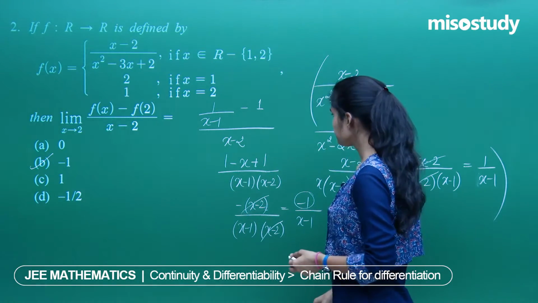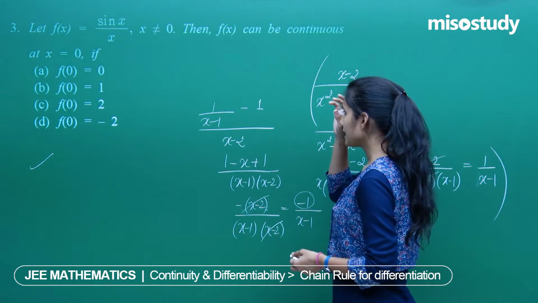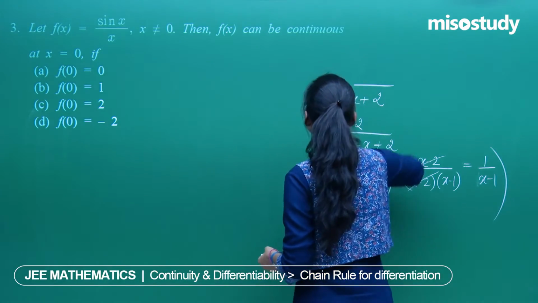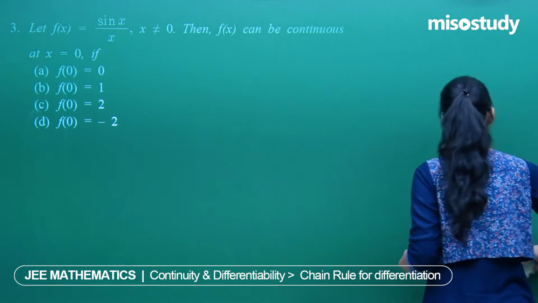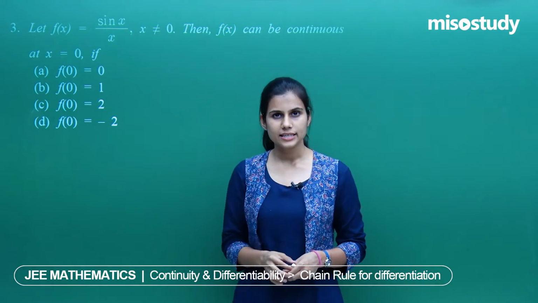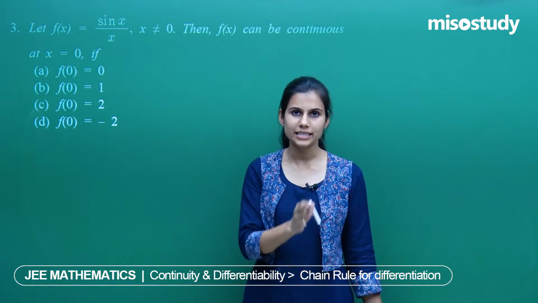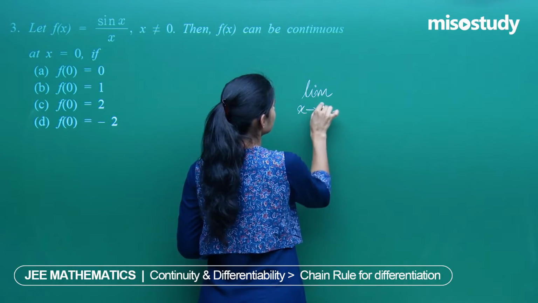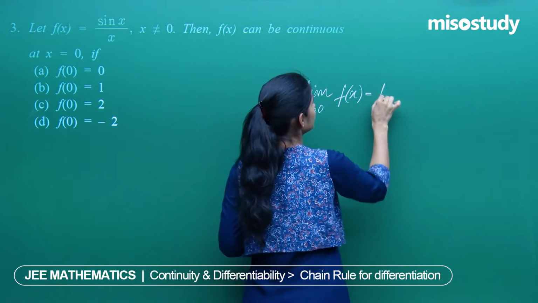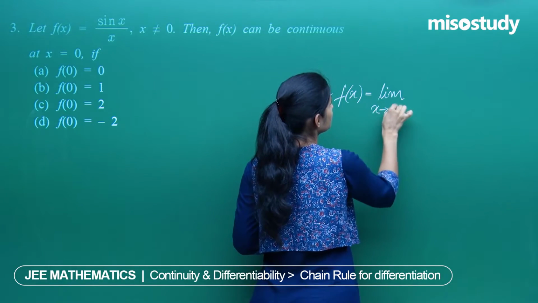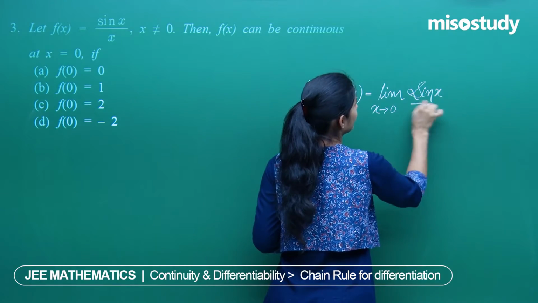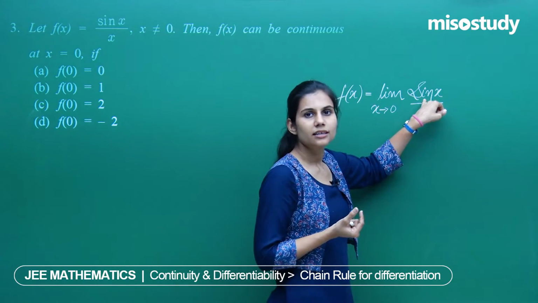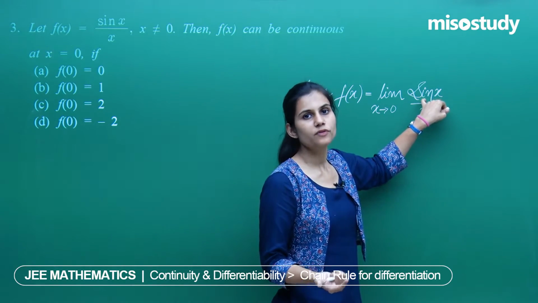Clear? Easy enough question. Next question is f of x is sin x by x when x is non-zero. What do you think is going to make this function continuous at x equals 0? This function will be continuous at x equals 0 if f of 0 is defined to be equal to limit x tends to 0 f of x. So what is limit x tends to 0 f of x? This is pretty simple. Limit x tends to 0 sin x by x. You know that as x approaches 0, when x is very, very close to 0, the graph of sin x is almost the same as that of the identity function.